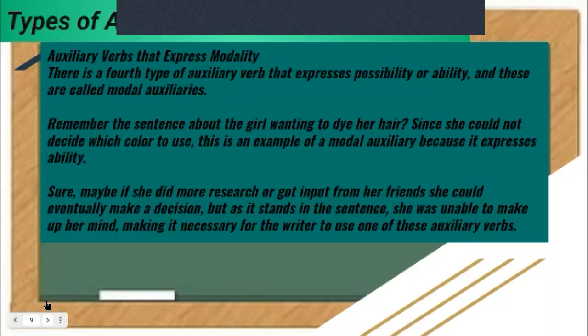Remember the sentence about the girl who wanted to dye her hair? Since she could not decide which color to use, this is an example of a modal auxiliary because it expresses the ability. Sure, maybe if she did more research or got input from her friends, she could eventually make a decision. But as it stands in the sentence, she was unable to make up her mind, making it necessary for the writer to use one of these auxiliary verbs.